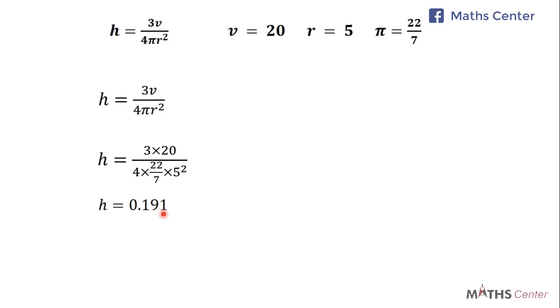Remember, the question said we should leave our answer in 3 decimal places, so you make sure that your answer is in 3 decimal places. That's why I left it as 0.191. If you want to learn how to use your calculator to change numbers to decimal places, watch the videos on approximations that are available on this channel, and you will understand how to change numbers to 3 decimal places and also how to use your calculator to do it.